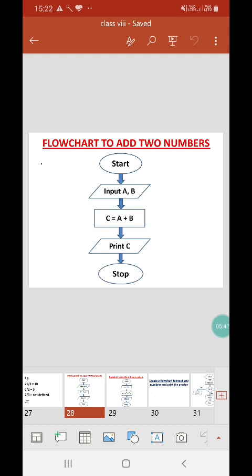Okay, so that's why it is compulsory to use input there. You cannot write enter A B. Now for printing the output, you have to use print C only. Okay, you cannot write display C. That will be wrong. You have to write print C because print is a keyword.